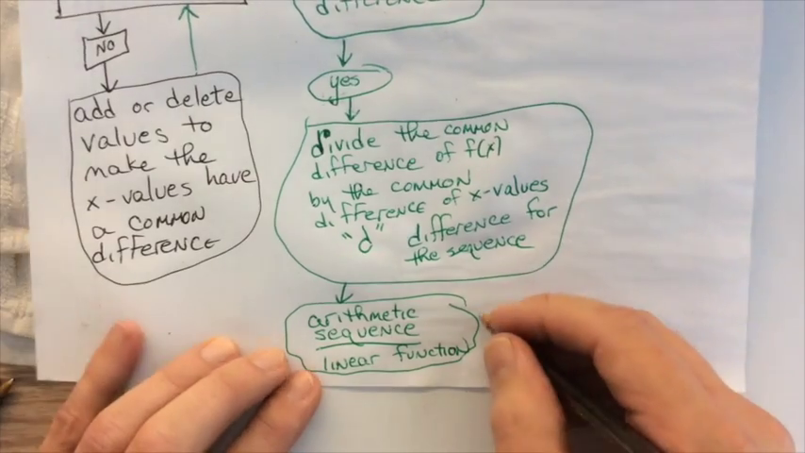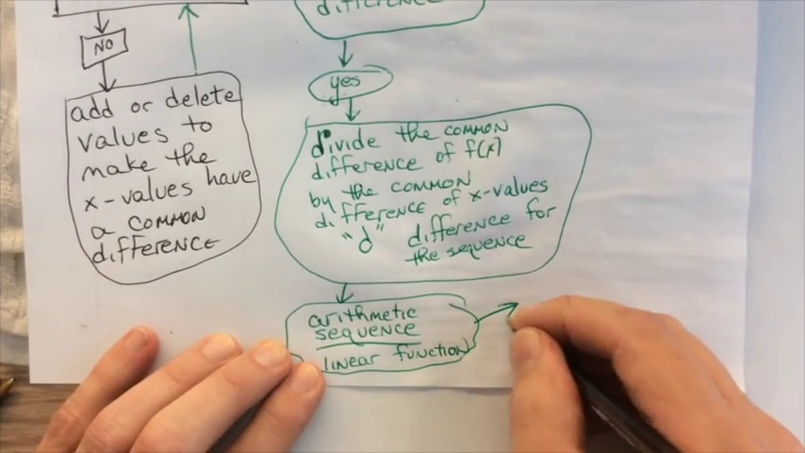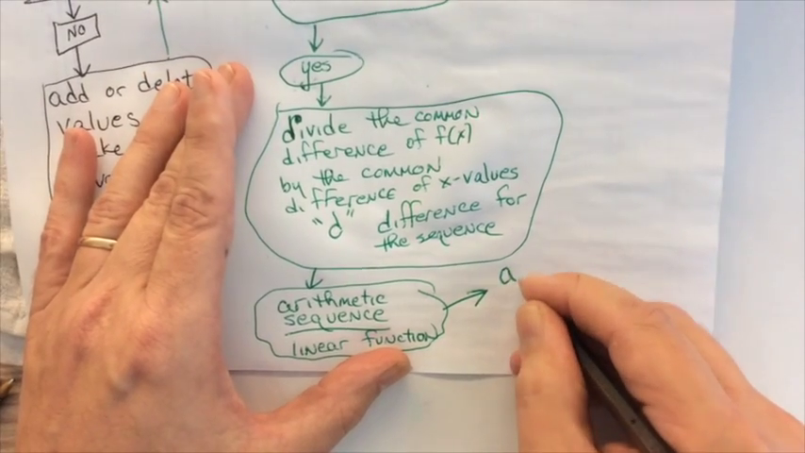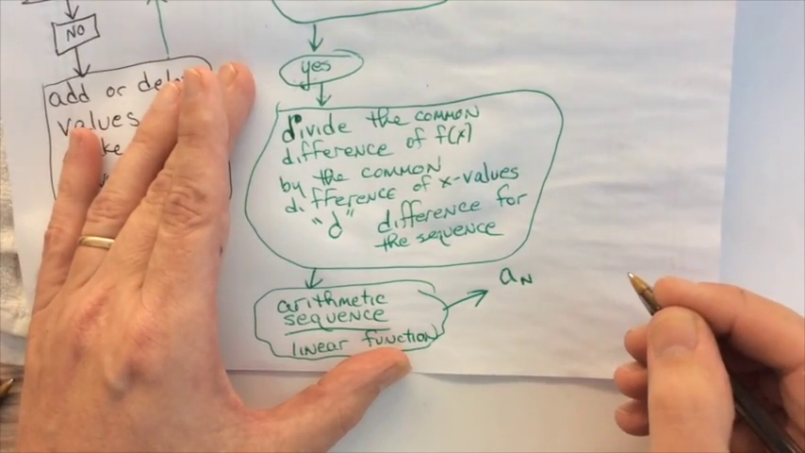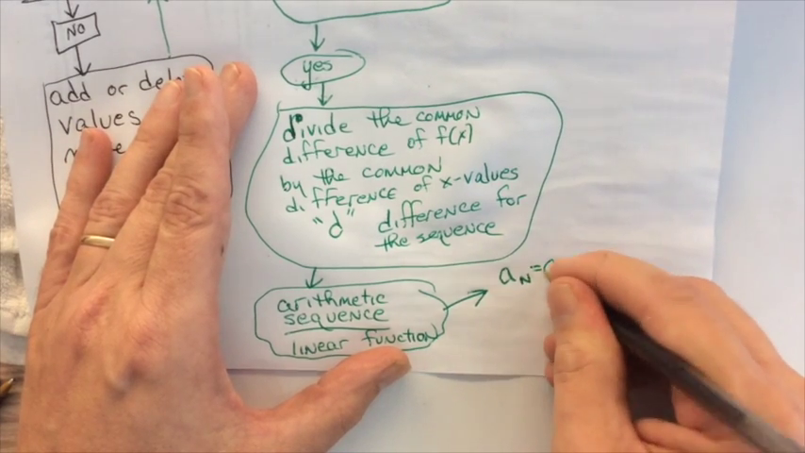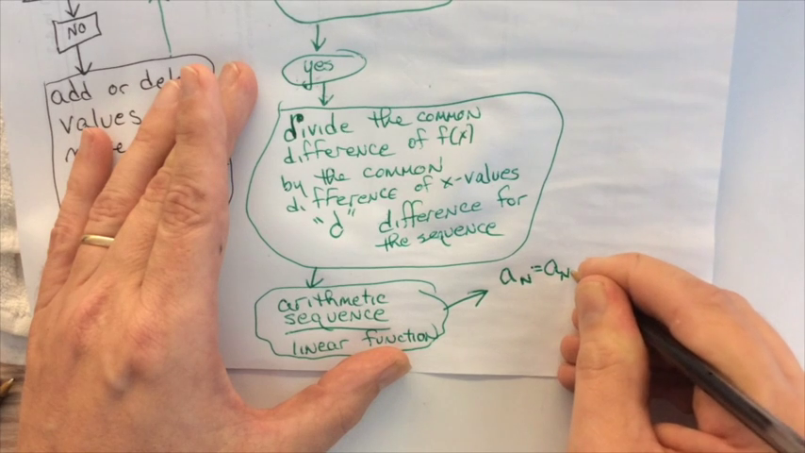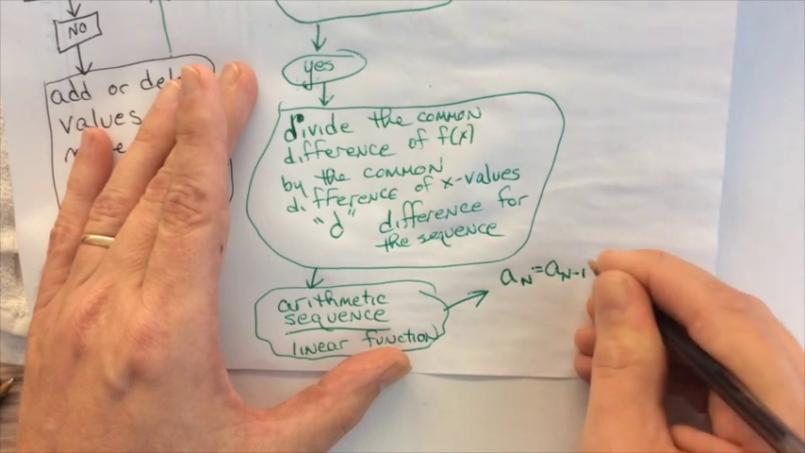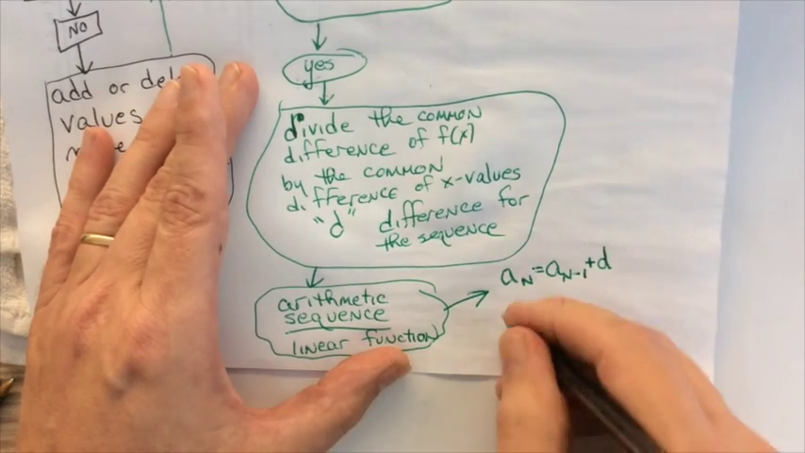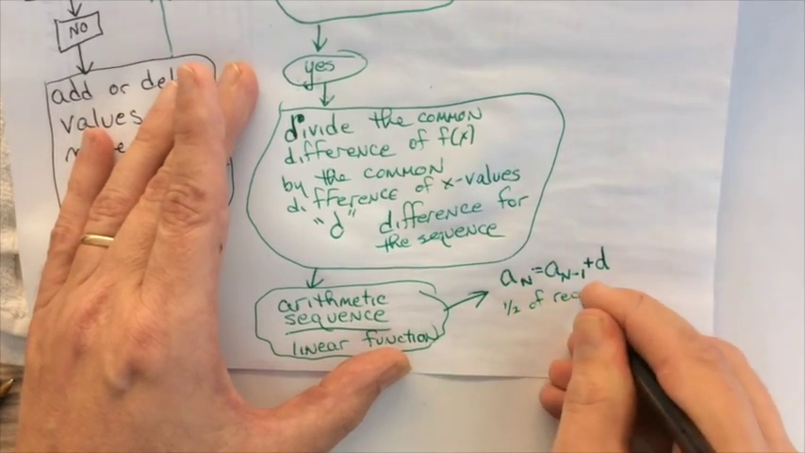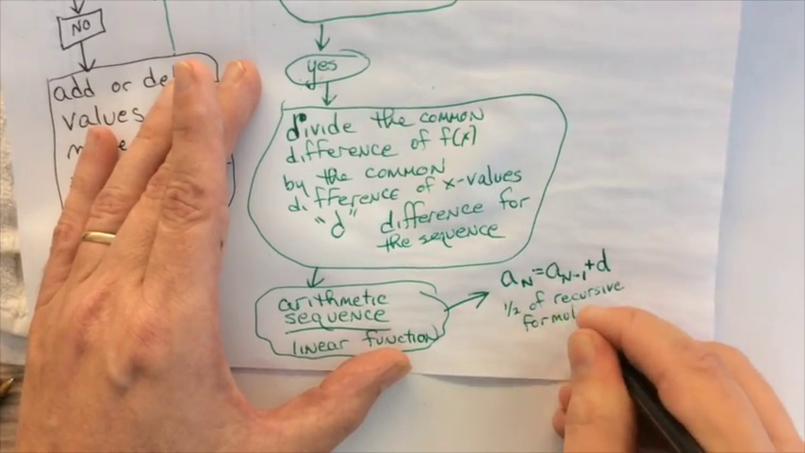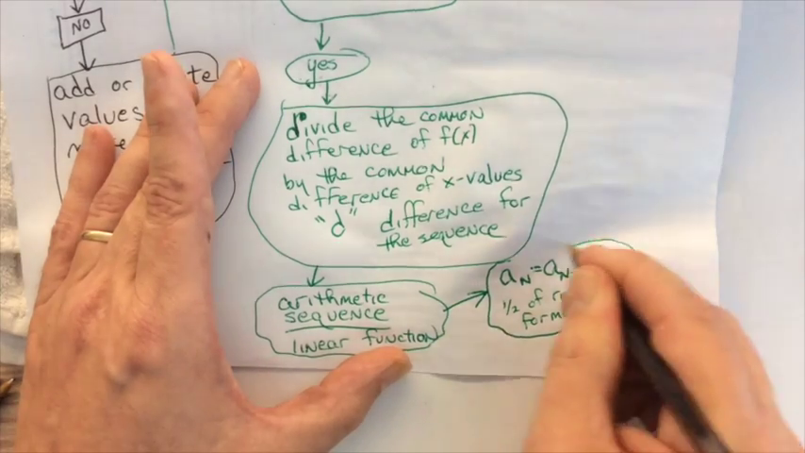And once you have that, you know you have an arithmetic sequence, which is also a linear function. Basically, you could describe this arithmetic sequence by saying, if you want to get any value from the function, you have to take the value that came before it and add the common difference. And that's half of the recursive formula. The other half is you just have to give one starting point somewhere.